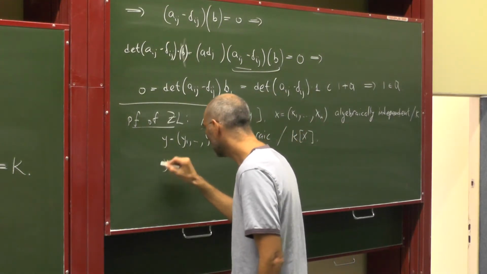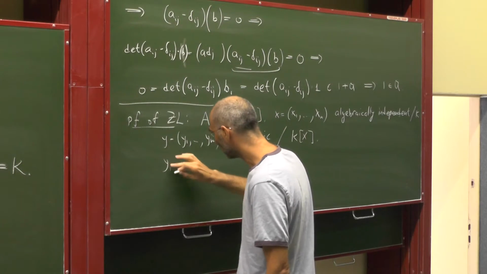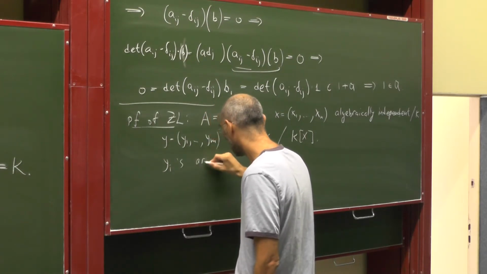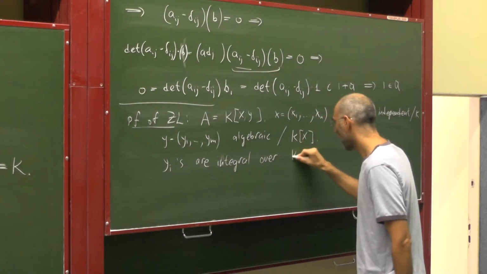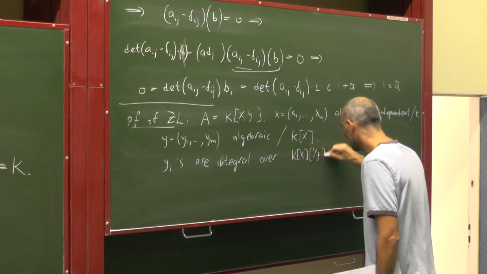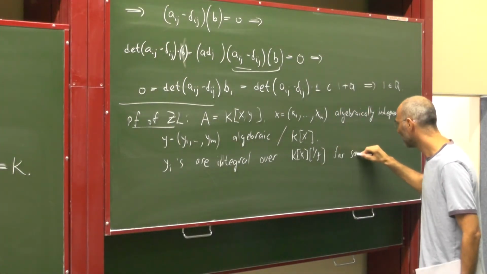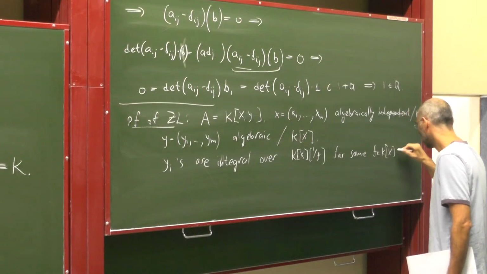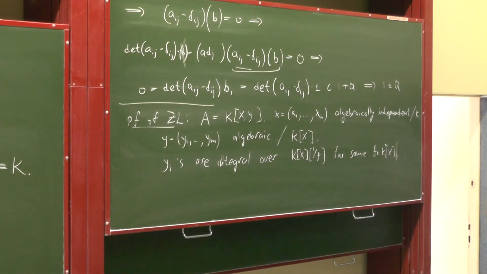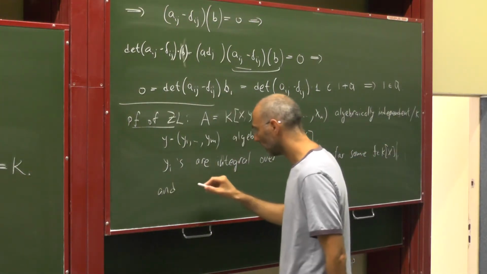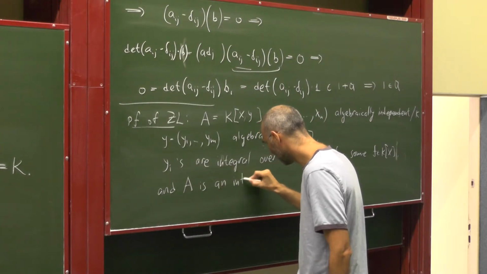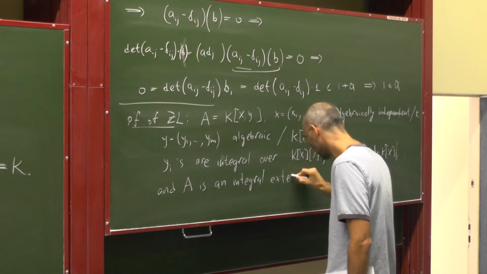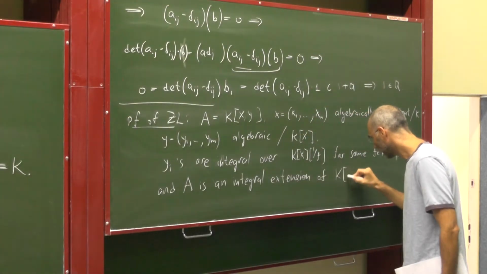So y1, ..., ym, the yi's are integral over k[X] when I'm allowing myself to divide by, for some f in k[X], not a constant. And A is an integral extension of this guy, k[X] localized at f.